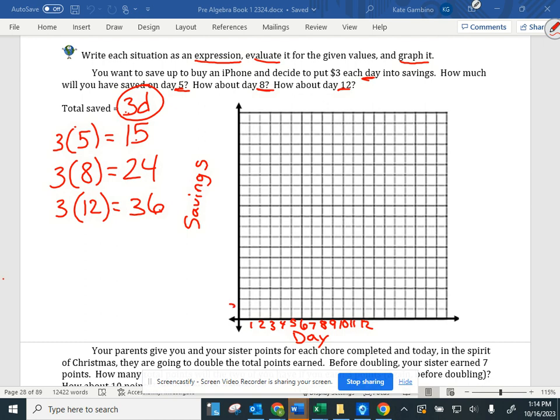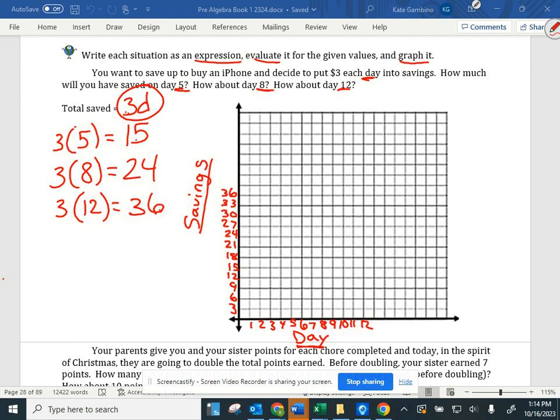So I'm going to call this 3, 6, 9, 12, 15, 18, 21, 24, 27, 30, 33, 36. I don't have to go any farther because that's the highest number that I went to. So I've labeled my graph. It's important that we have titles for each side, and we have our numbers on the bottom and our numbers going up.